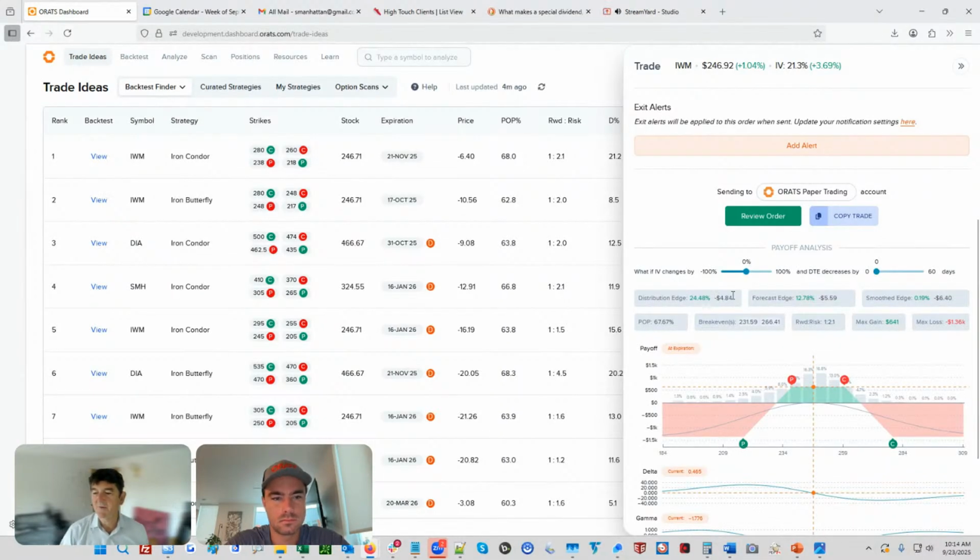So that distribution value is pretty low. The distribution only has it worth 484.